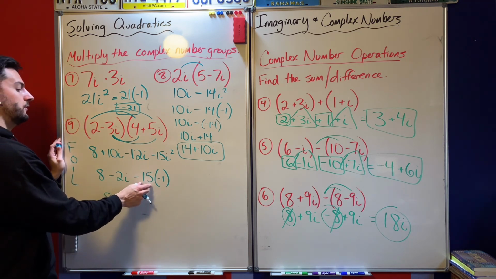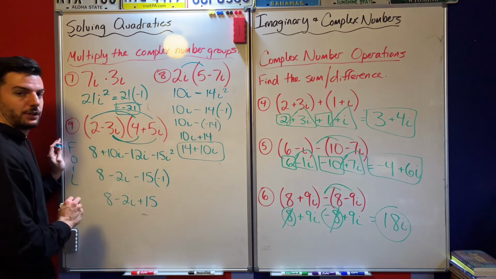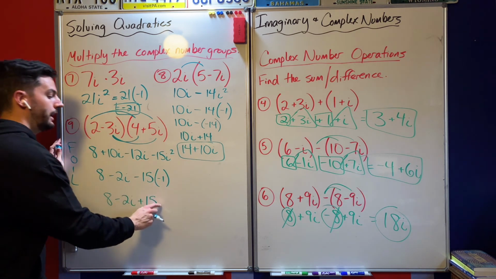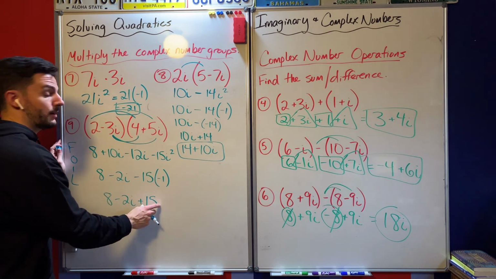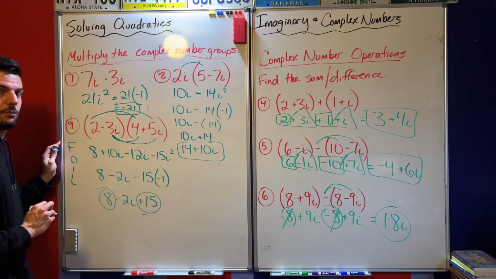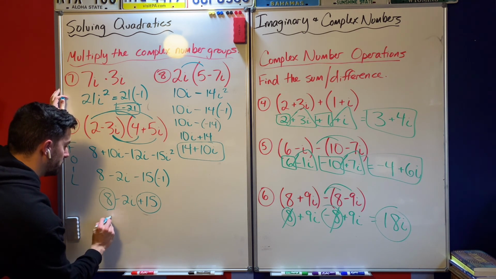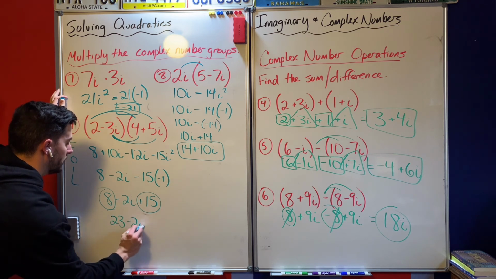Basically, you can also think of this as negative 15 times negative 1. Either way, it's going to change to plus 15. Okay. And now this isn't an I term, right? Now this isn't an imaginary term. This is a real term. So I can take this and combine it with my other whole number out in front. Okay. So my final answer to this is going to be 23 minus 2i.